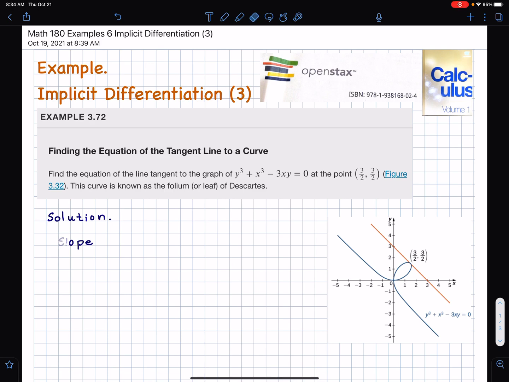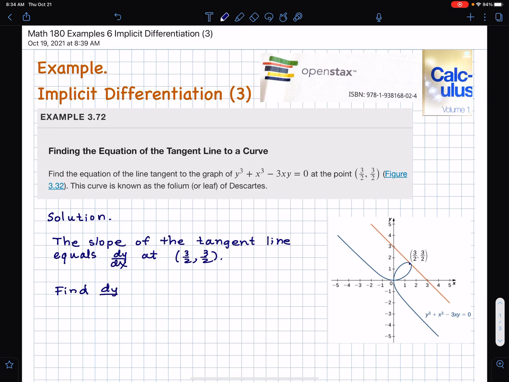I'll just write out a sentence. The slope of the tangent line is equal to the derivative evaluated at the point where we have the tangent line. I call it the point of tangency. The slope of the tangent line equals dy/dx at the point (3/2, 3/2). So we find dy/dx, and then we plug in the numbers 3/2, 3/2.